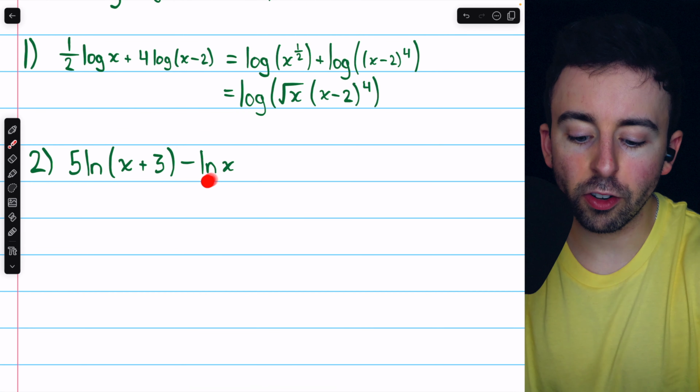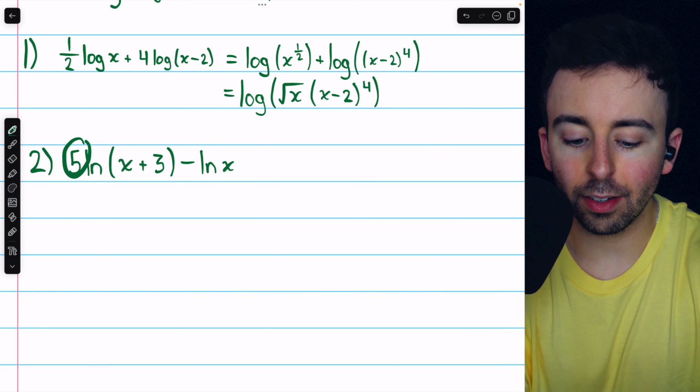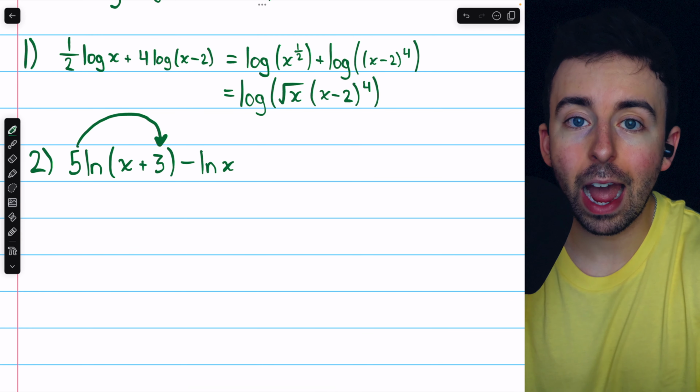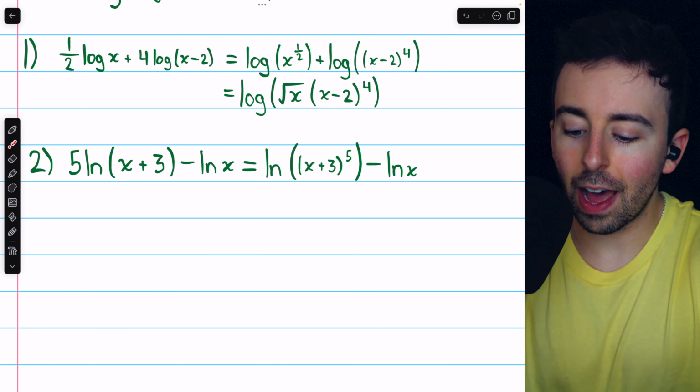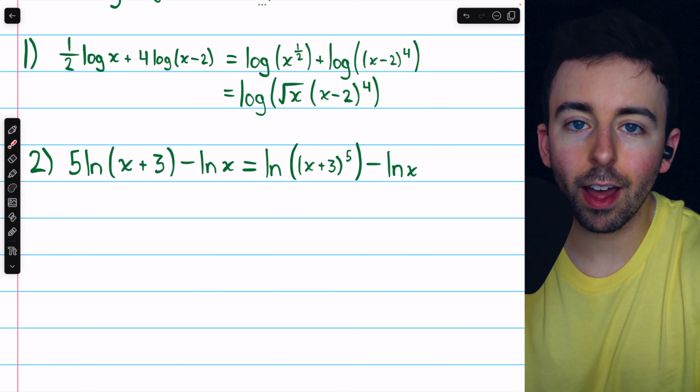In this next expression, we have natural logs that have a base of e. This first one has a 5 as a factor outside of it. So let's bring it in as a power of the input. So we've brought that 5 in. Now it's a power of x plus 3 inside the natural log.